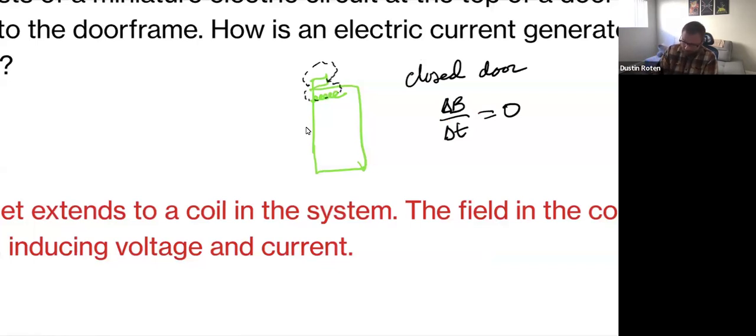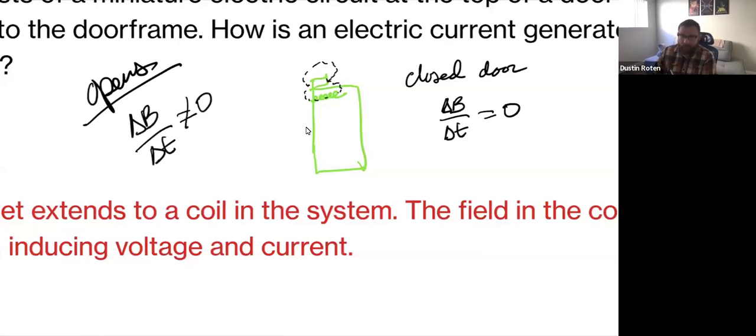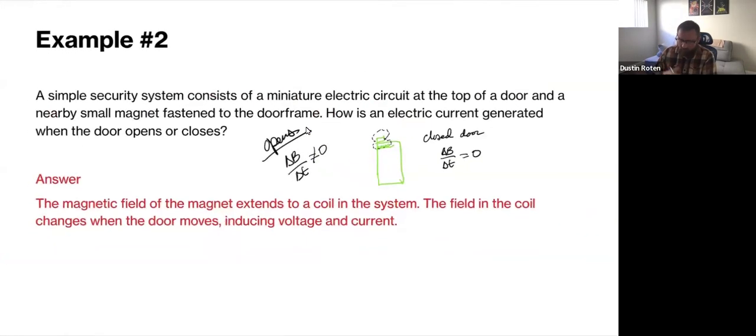But when the door opens, that means the magnetic field is starting to change. It no longer equals 0. And that's actually how we get that induced current. So the magnetic field of the magnet extends to the coil in the system, and then the field in the coil changes when the door moves. We need that motion, and that'll actually set off the security alarm.